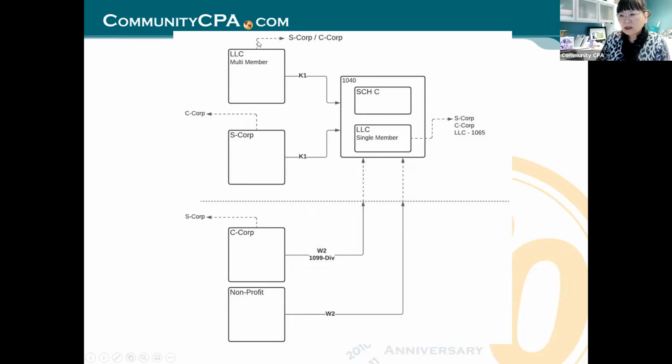And all of these dotted lines that I was showing you just mean that this entity can be elected to S Corp, C Corp. An S corporation can be reverted back to C Corp, and your single-member LLC can be elected to be C Corp, S Corp, or LLC.